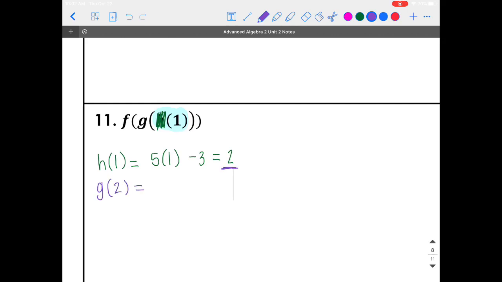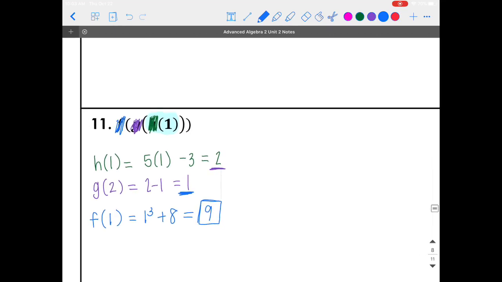And then I'm going to move to g. And this time I'm going to do g of 2. G of 2 is 2 minus 1, which is 1. I'm going to scribble out the g. And then I'm going to go to f, and I actually am using 1 because that's what I got in my last step. F of 1 is 1 cubed plus 8, which is 9. And that's my final answer.